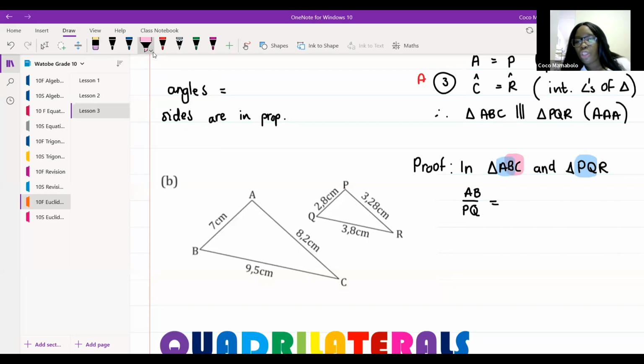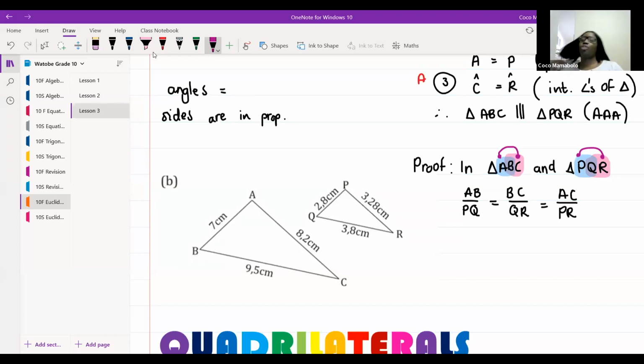Tell me, which side does BC correspond to? Beautiful, that's it. It corresponds to QR. I use the last, QR, which is equal to the first and the last. Now we have to take the first and the last. Now we have to go AC. Which side does AC correspond to? Beautiful, that's it. It corresponds to PR. Excellent.